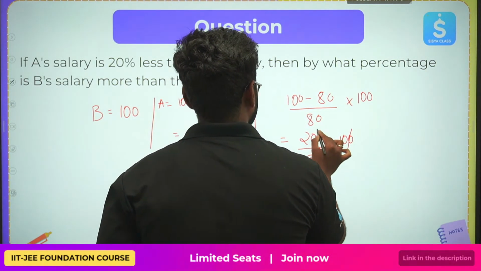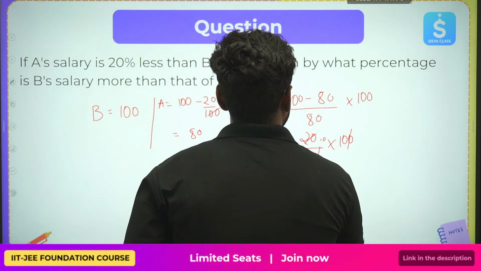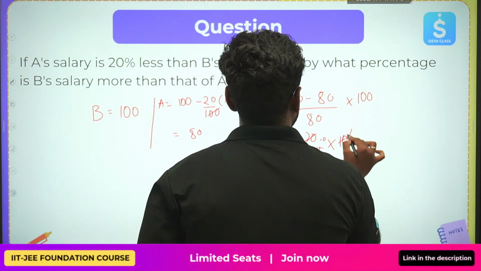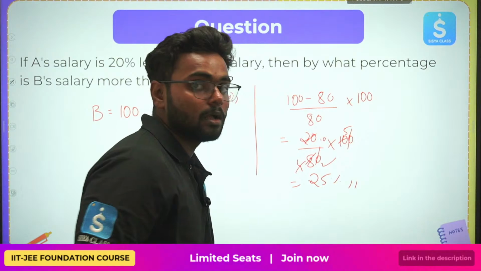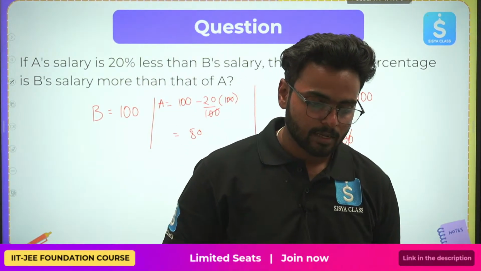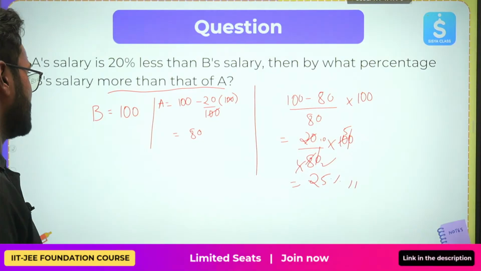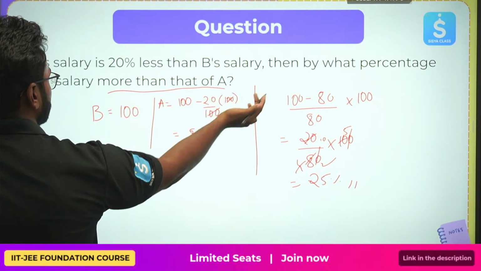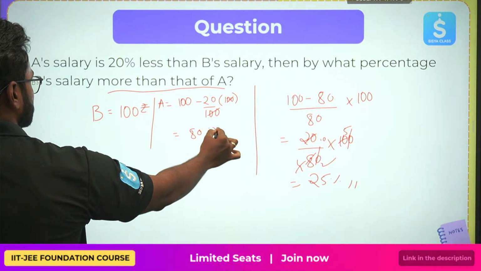This should be 25%. So it's 25% more than that of B's salary. We have considered the same manner in this case also. A's salary is 20% less than B's salary. Let B's salary be 100 rupees; A's salary would be 80 rupees.